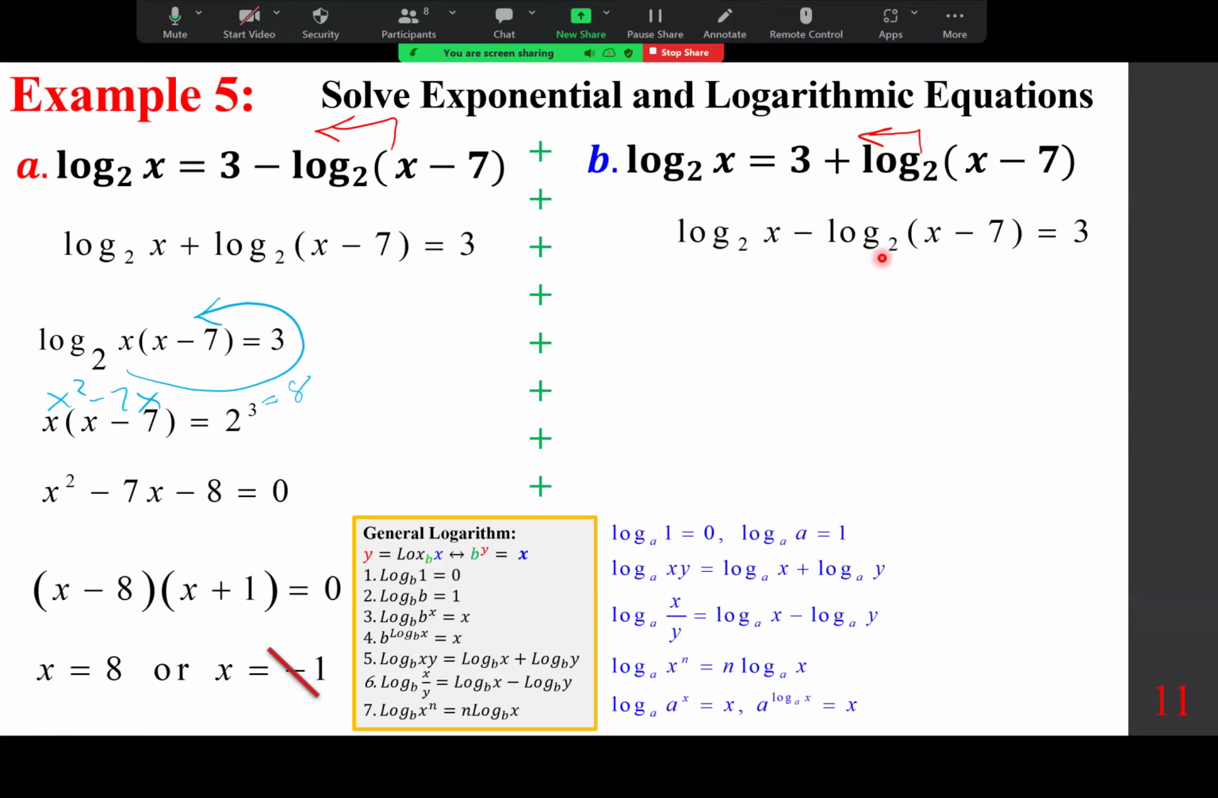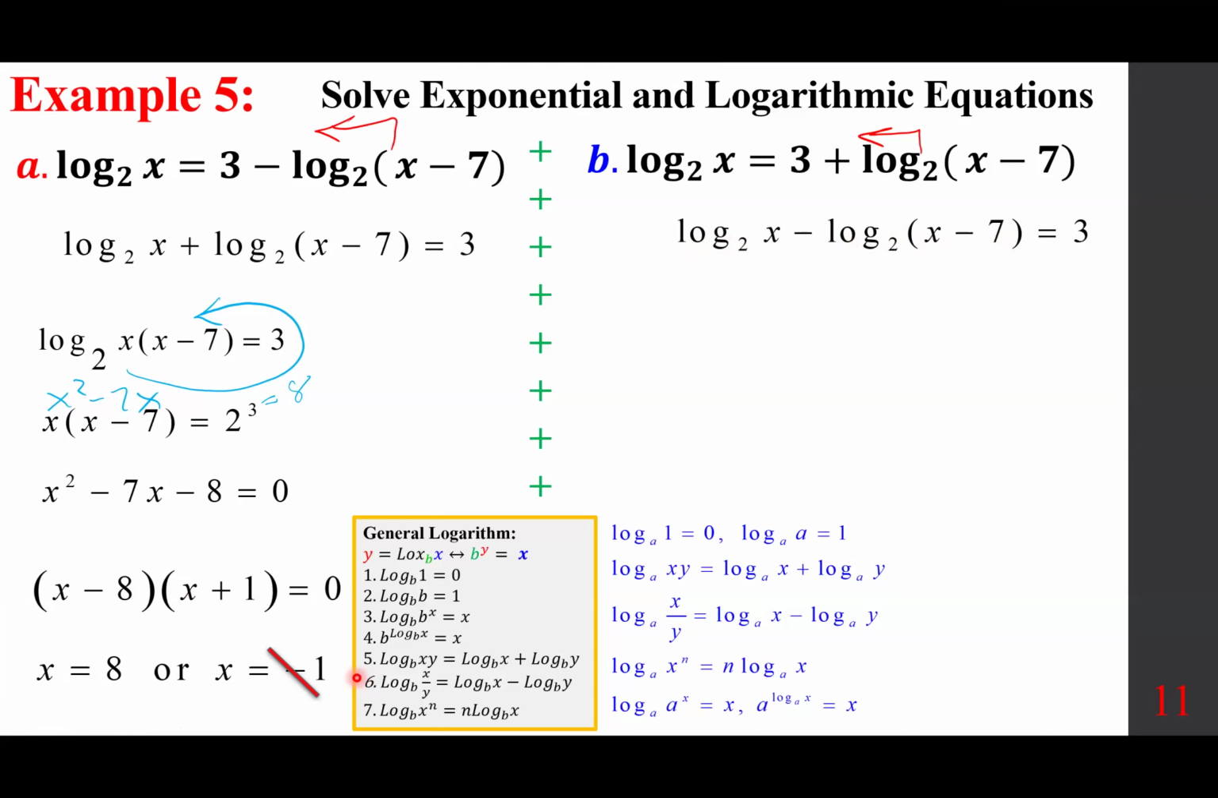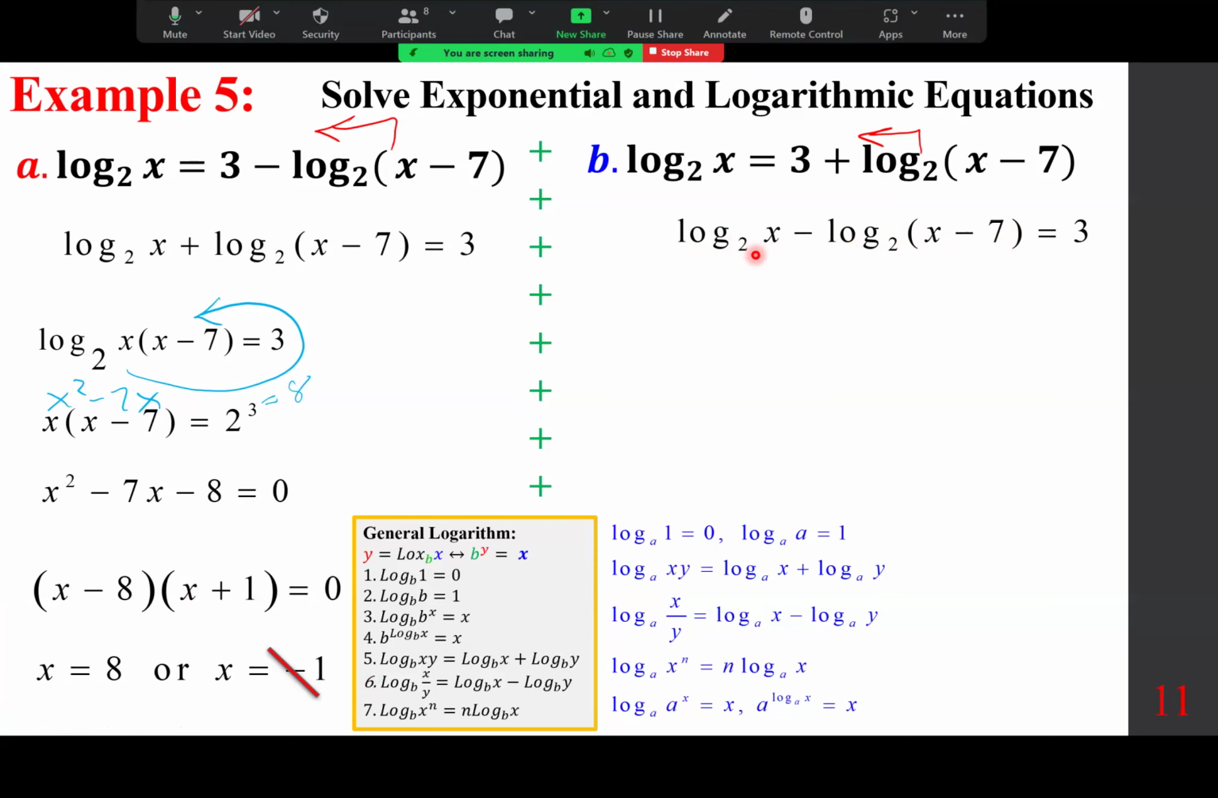And now, if I look at the left side, you can use the quotient rule, everybody. So this becomes log base 2 of x over x minus 7 on the left side. The right remains as number 3. Now, the left side is the single log. The right side is a number.